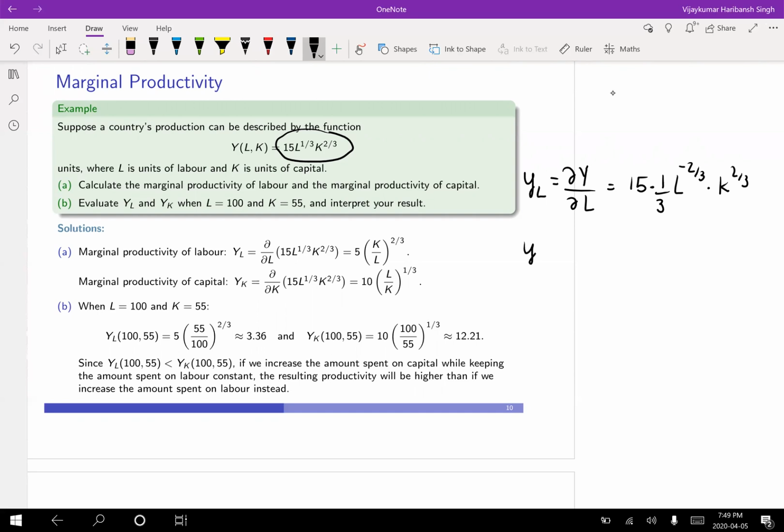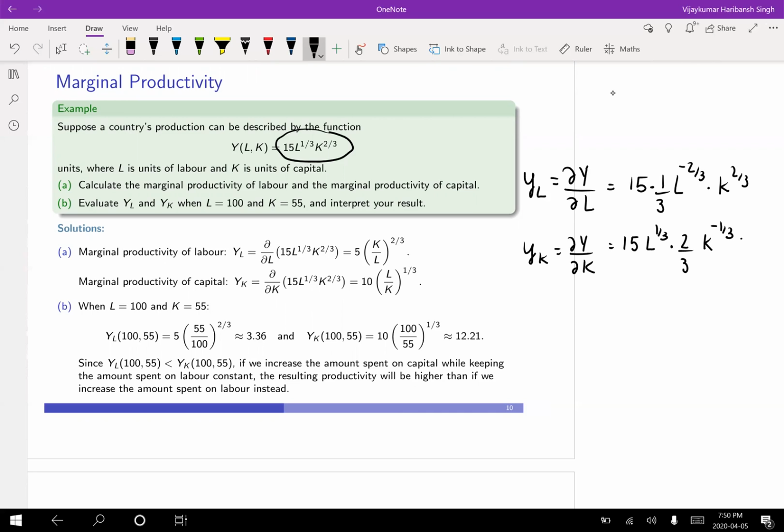Similarly, YK is the partial derivative of Y with respect to K. Again, going back here, 15 is a constant and comes out. L to the power 1 over 3 is a constant. What is the derivative of K to the power 2 by 3 with respect to K? We're using the power rule, right? So 2 by 3, K to the power 2 by 3 minus 1, which is K to the power minus 1 by 3. So these are YL and YK, right? They can be simplified to be written like this, but this is good enough.